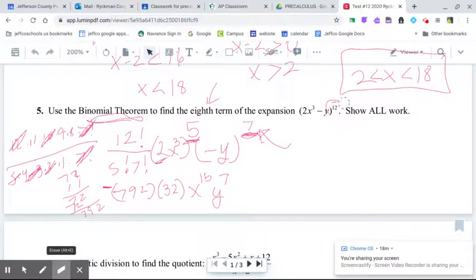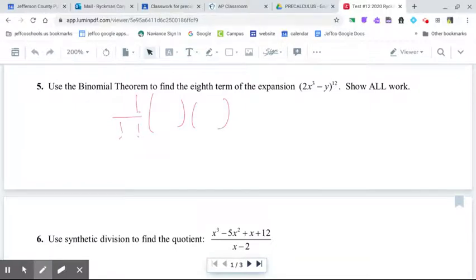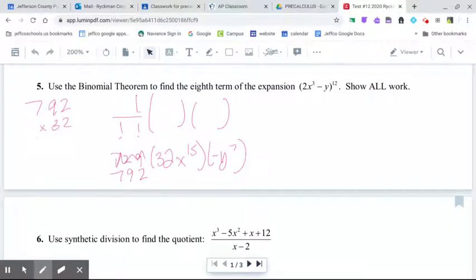If you recall, we had a factorial expression, and we are at 792 for the factorial expression, 32x to the 15th, negative y to the 7th, and we're multiplying 792 by 32. So, and I believe I messed that up. And so let's get this right this time.